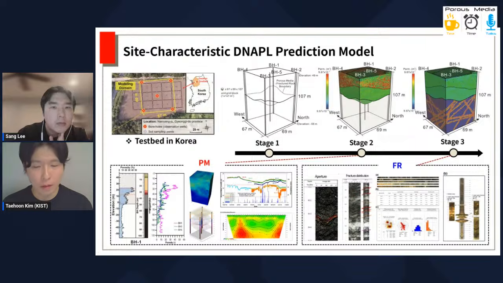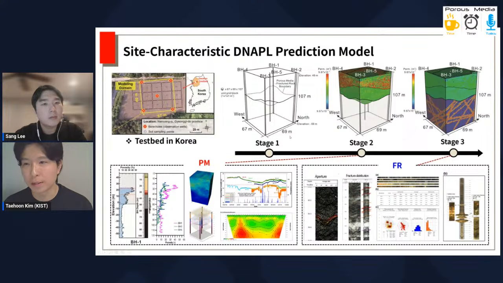And so we'd like to make this model more realistic, so we utilize the actual field data from a test site in Korea. The model was built in 3 stages, integrating data from geophysical logging, geophysical surveys, borehole logging, monitoring, and sampling for both porous media and pressure rocks. So this captures the heterogeneity in the site.